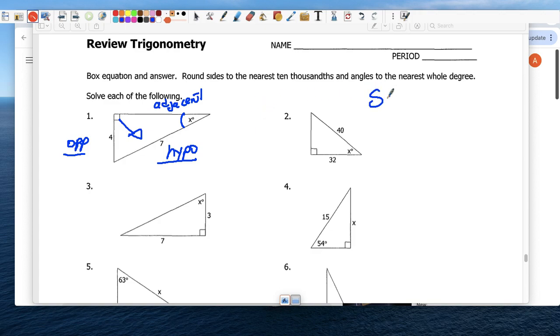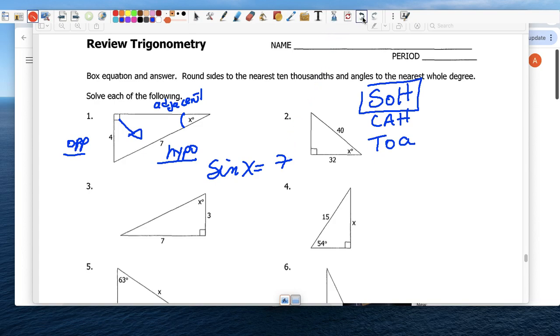So, however you remember it, it's up to you. I want to use something that has the opposite and the hypotenuse, and here's your window. So sine of x equals the opposite, which is 4, over the hypotenuse, which is 7. So x equals inverse sine of 4 over 7, and you can change that to a decimal if you want. It doesn't really matter. Let me put that in a calculator.